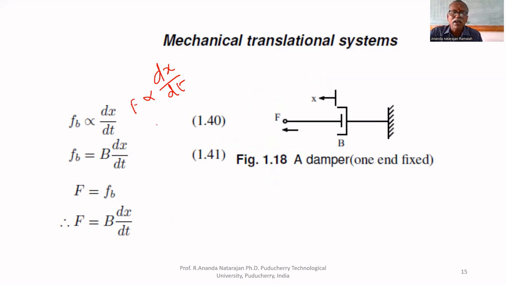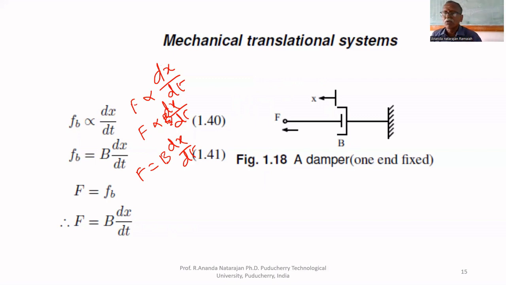It is proportional to applied force. That reaction force is proportional to dx by dt, that is equal to B dx by dt. So this damper effect or dashpot effect, B dx by dt, is proportional to the velocity of the mass.